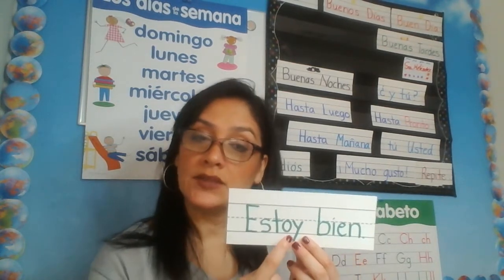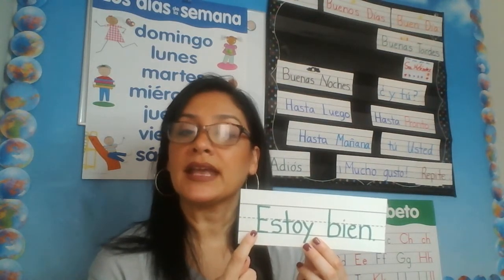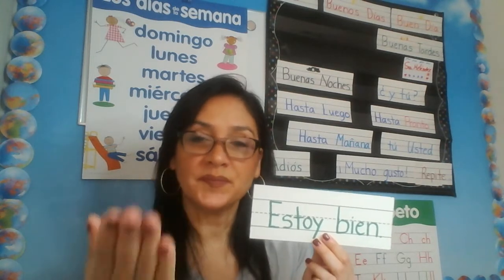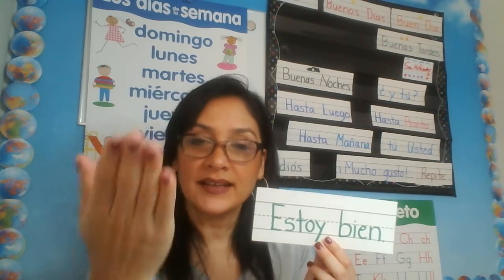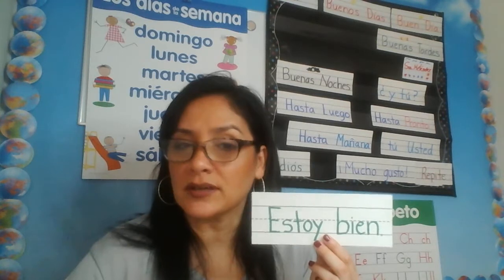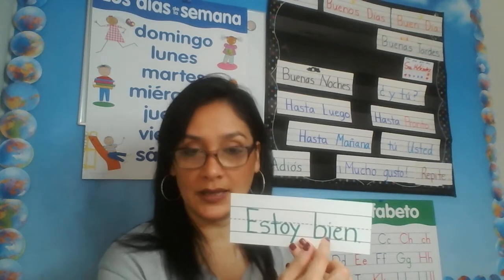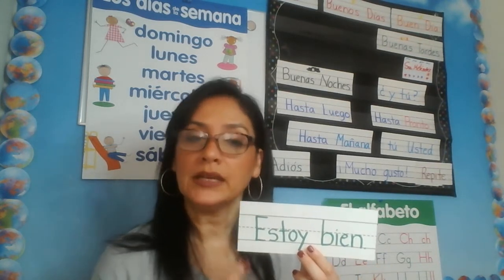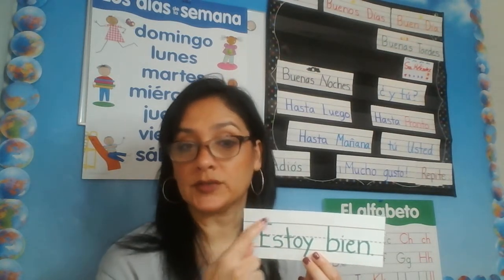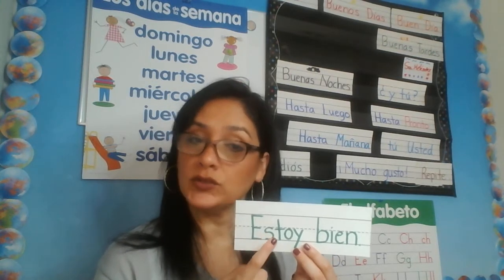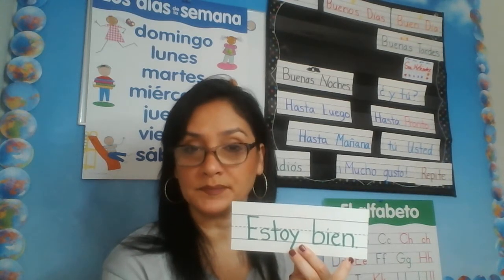I'm good. This actually means two words. Repite, estoy. Estoy bien. Estoy bien means I'm good. When I said this means two words, this word means I am, and this word means well or good. Estoy, we're going to be learning a lot about. This is actually a verb, and we're going to learn about this verb a lot this year. But just know when you see estoy, it means I am. I am good. I am well.